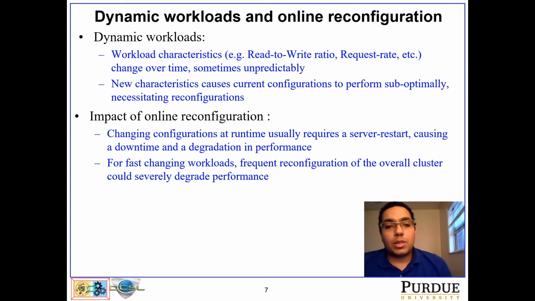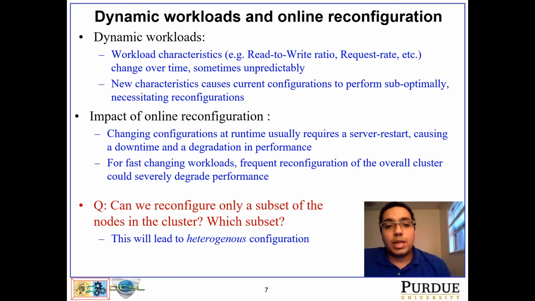The question that Optimus Cloud is trying to answer is, can we reconfigure only a subset of the nodes in the cluster to achieve globally optimized performance while minimizing the downgrade time due to reconfiguration? And if so, which nodes should we reconfigure upon a workload change? Also notice that changing the configurations of only a subset of the nodes will lead to heterogeneous configurations, and that is by itself a new challenge.